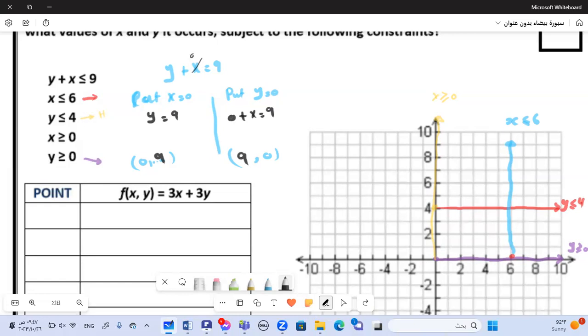This line has a slope. So at the point 0 and 9, this point, and another point in here, 9 and 0. Any problem? And after that, we should draw the straight line. Of course, your graph will be much clearer than mine.